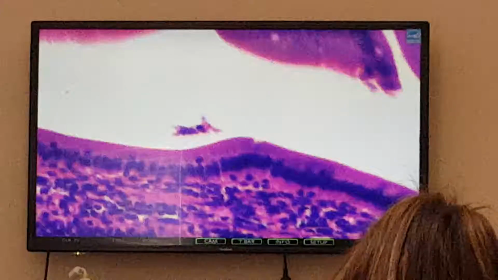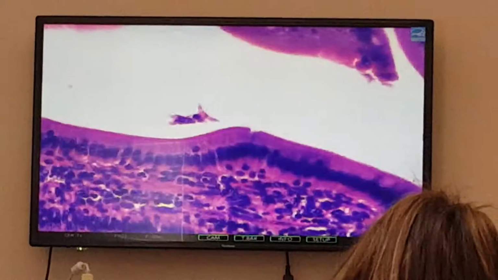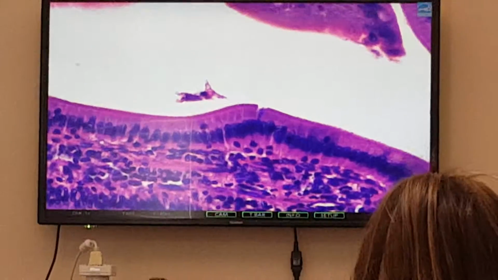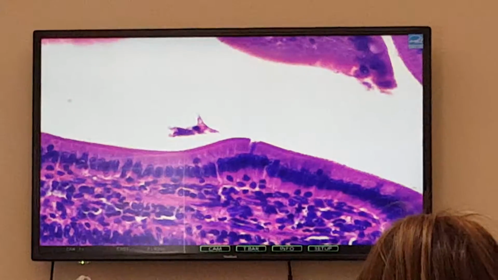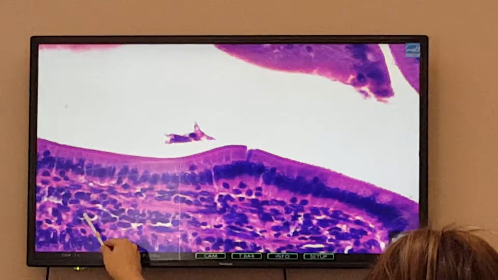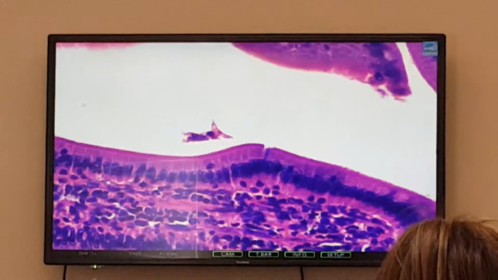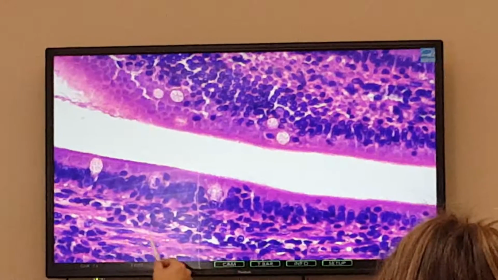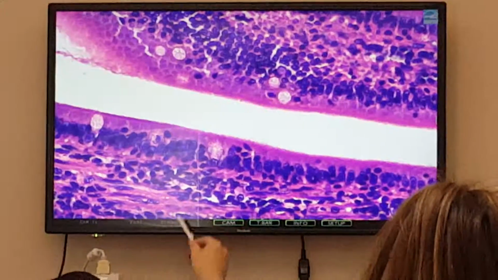Notice that the lamina propria has lots of cells in it. It has lymphocytes. Some of these are fibroblasts, these long oblong ones like this one here and this one here. You can also find some smooth muscle cells typically. So for instance, this is a smooth muscle cell, this is a smooth muscle cell, okay?